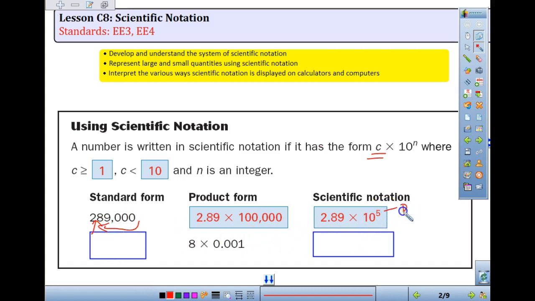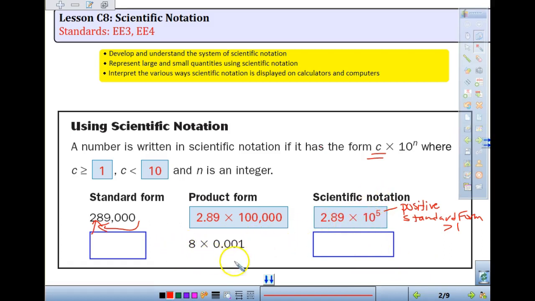This number will always be positive if the number in standard form, please write this down, is greater than 1. Anytime it's greater than 1, I will always have a positive exponent.